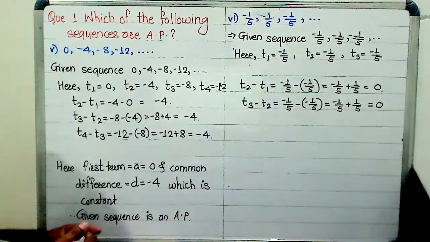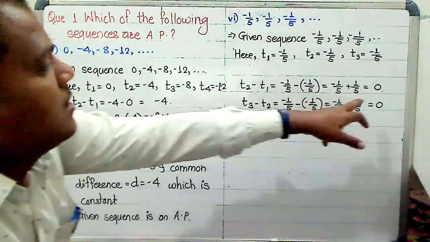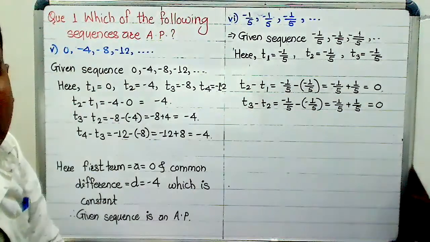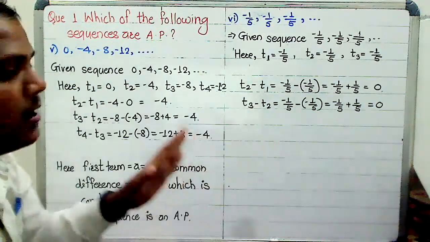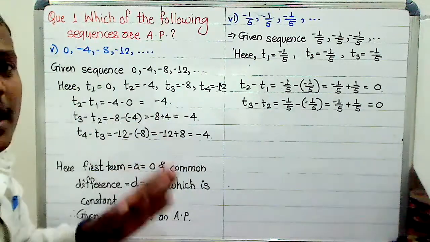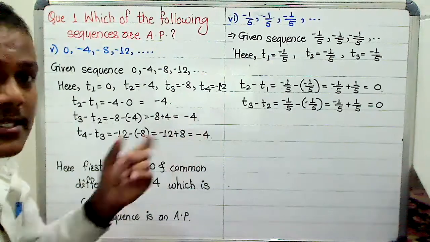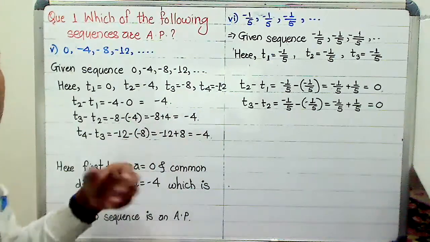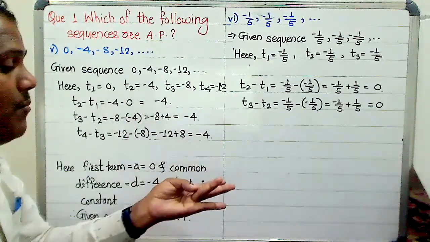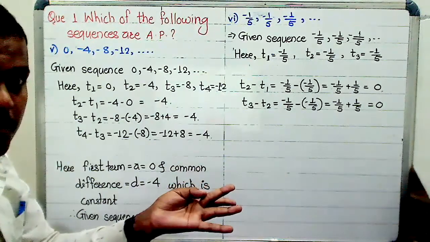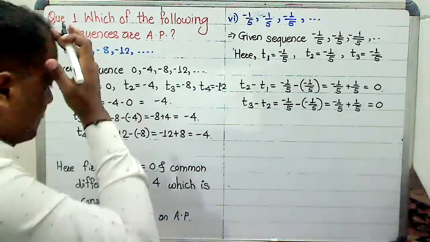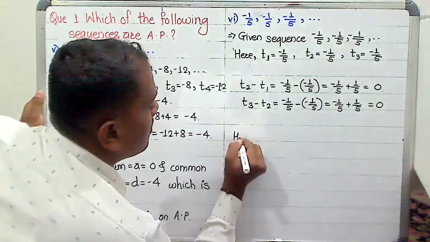So if you observe carefully, the difference between any two consecutive numbers is the same. We already know that the difference between any two consecutive numbers is called the common difference, and that common difference can be positive, negative, or 0.